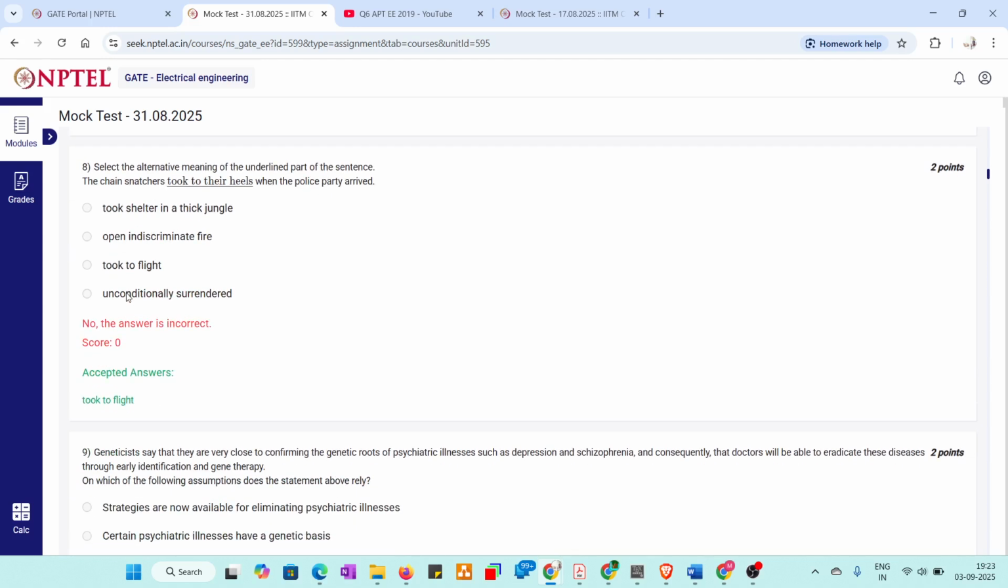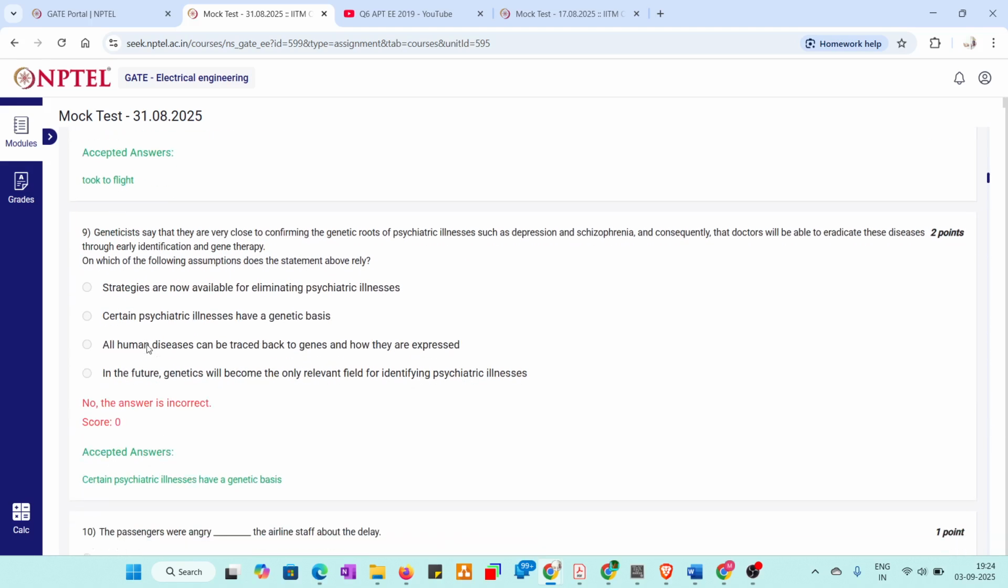Next, we have the question, select the alternative meaning of the underlined part of the sentence. Okay, it's an English question. So the chain snatcher took to their heels when the police party arrived. Okay, the underline is there, so we need to modify that. Okay, let's took to heels. So ninth question.